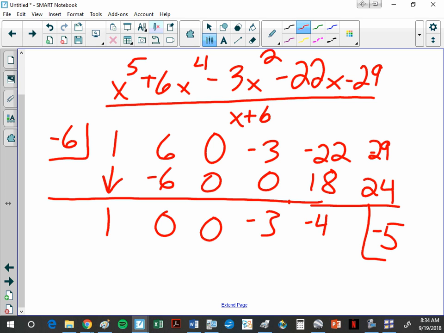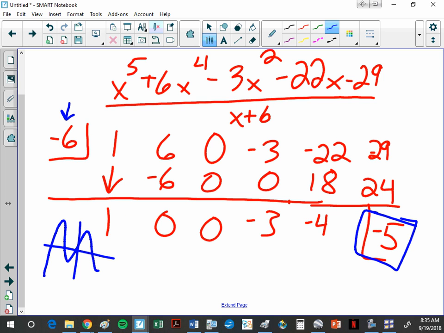How do we know if it is a factor? The remainder would be 0. Okay? So, what does this -5 actually tell me? Well, the cool thing about division is the remainder tells you what the y value is of the graph when x equals -6. Now, you might not have understood what that meant, but this equation right here, x to the 5th, looks something like this.